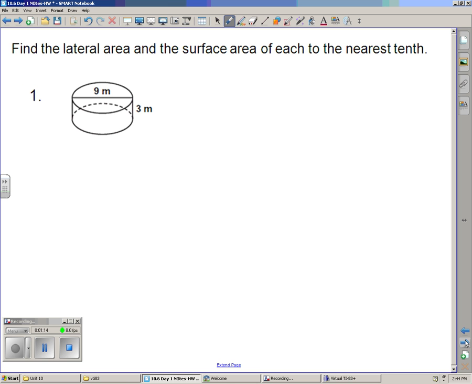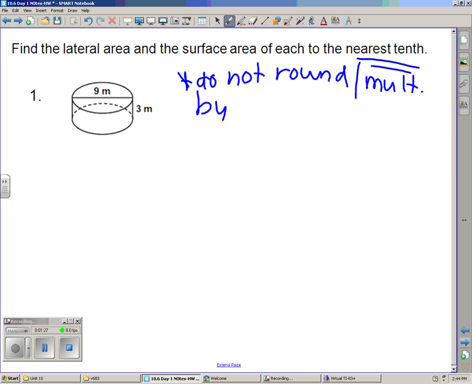When you find the lateral area and the surface area of each to the nearest tenth, my suggestion is you do not round or multiply by pi. That's at the very end. Okay, so here we go.